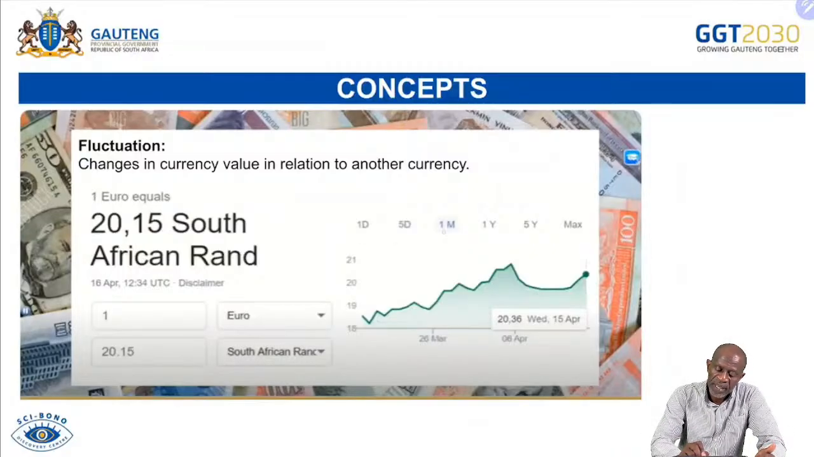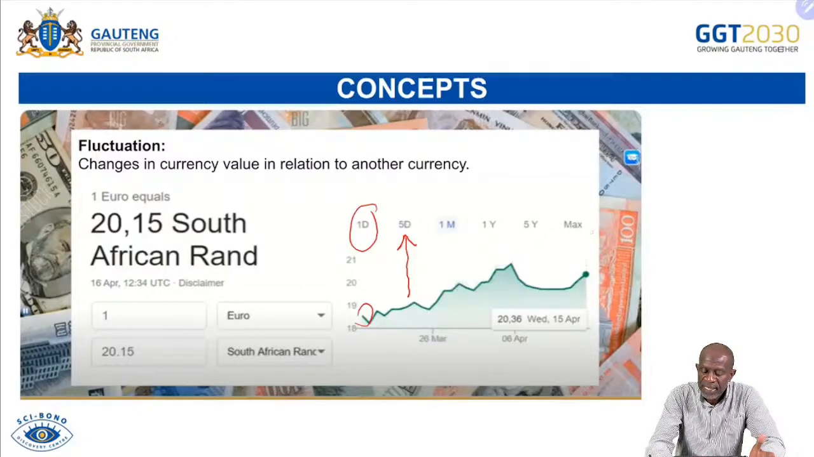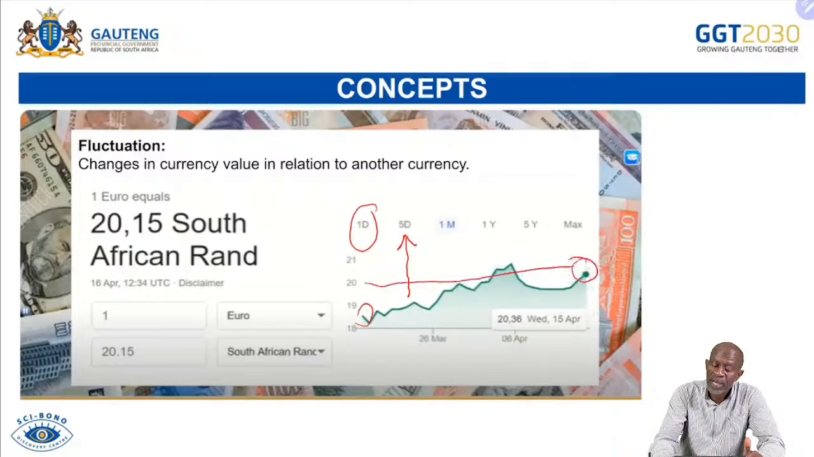As you can see here, in one day, it was at its lowest, and after 5 days, we can see that increase, and between 5 days and 1 month, you can see that it has dropped, it has risen, it has dropped again, rose, dropped, rose, as we move on up until the end of the year, and its maximum for that year was somewhere in the 20s, and this was mainly referring to the fluctuation of the euro as opposed to the rand.